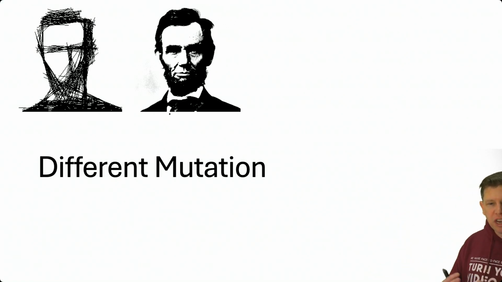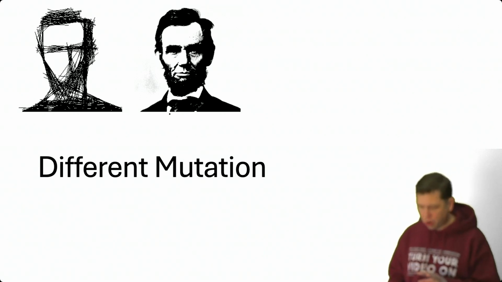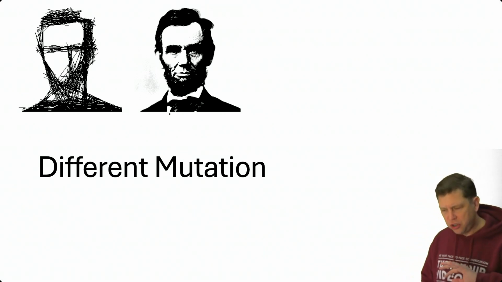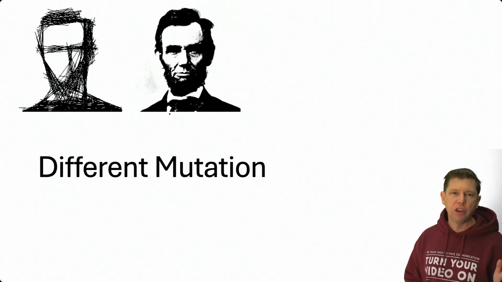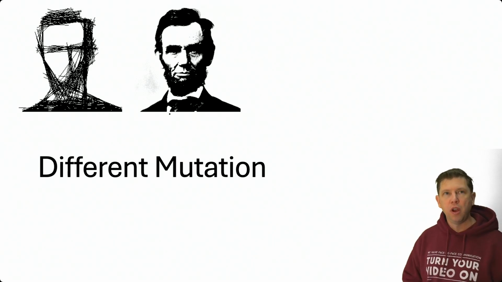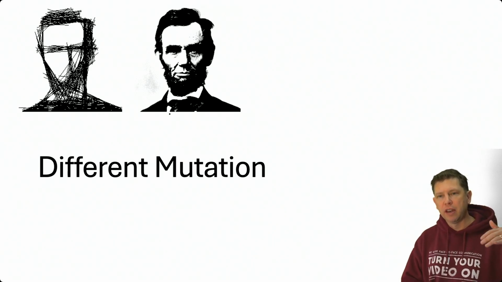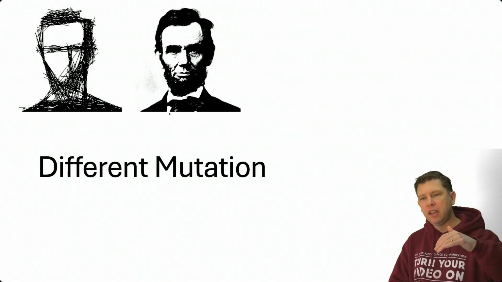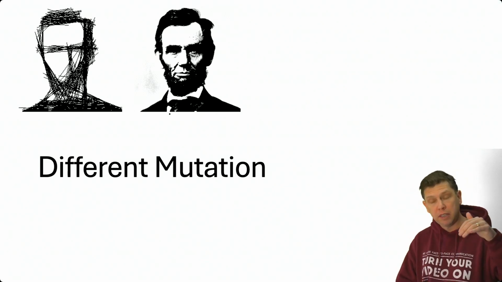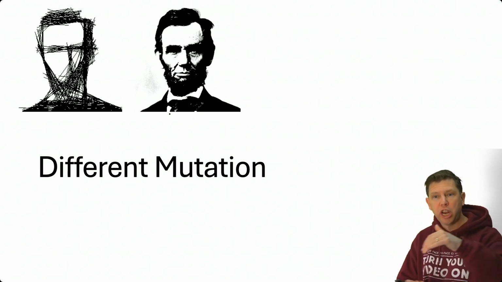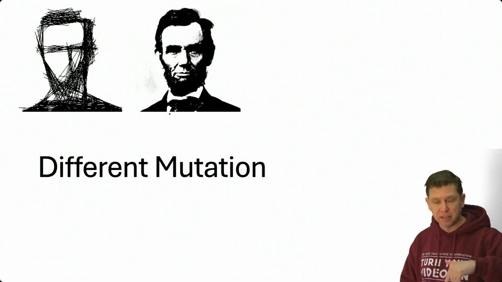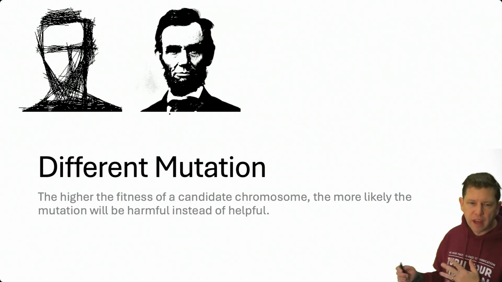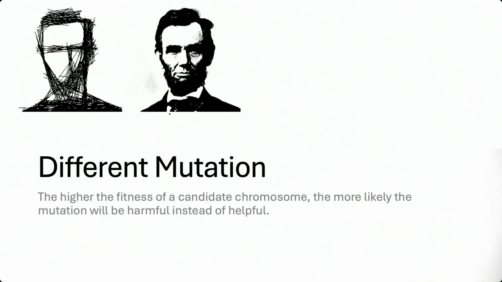So, different mutation strategies. I think if you're wanting to employ this, and you need it to be highly optimized, you need to think about how your mutation strategy may need to be refined or narrowed in. And if I go so long without seeing any improvement, maybe I keep on running the same thing, but making fewer changes each time, so you're always optimizing the process as well. So the higher the fitness of a candidate chromosome, the more likely the mutation will be harmful instead of helpful.